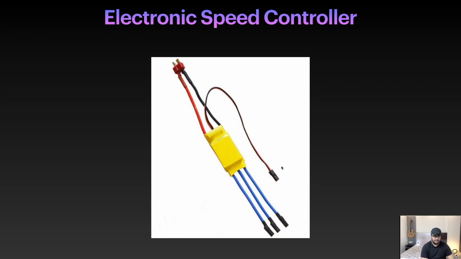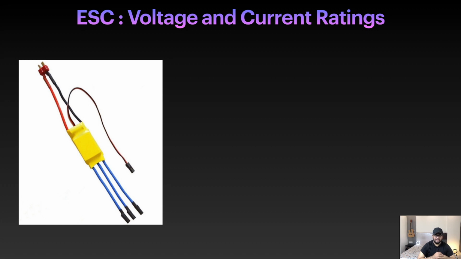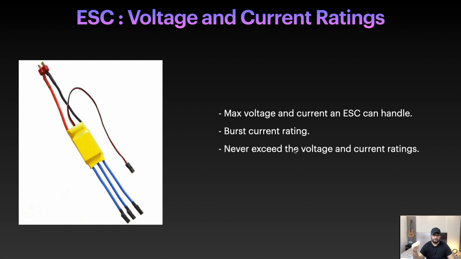In case of a plane where there is no flight controller, in case of an RC plane, this signal wire connects directly to the receiver on the throttle channel, and the value of throttle is sent by the user, and the speed of the motor, the RPM of the motor, is controlled by this ESC. When we talk about ESC, it also has some ratings beyond which you cannot go. It has a voltage rating and a current rating. Voltage rating is the maximum voltage an ESC can handle, and the current rating is the maximum current an ESC can handle.